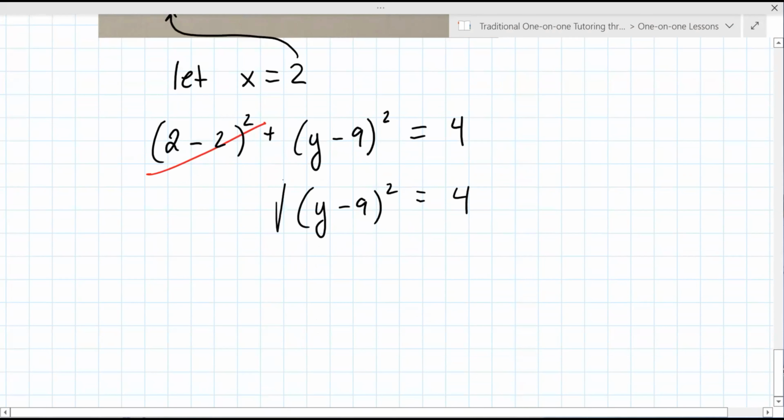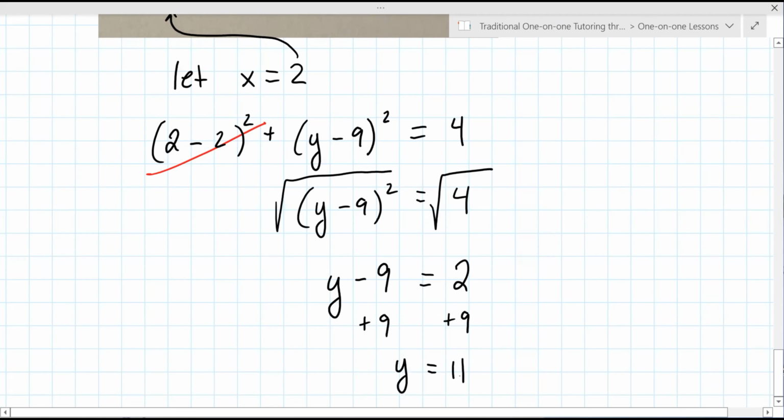So to solve this, you're going to take a square root of both sides. What is the square root of 4? You already told me, but just tell me one more time. The square root of 4 is 2. And then the square root undoes the square, so the left side just becomes y minus 9. So you can add 9 to both sides, and you get y equals 11. Now, this is one way to do the problem. This is let x equals 2 and y becomes 11.